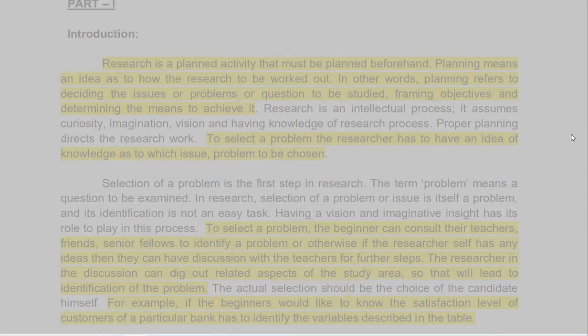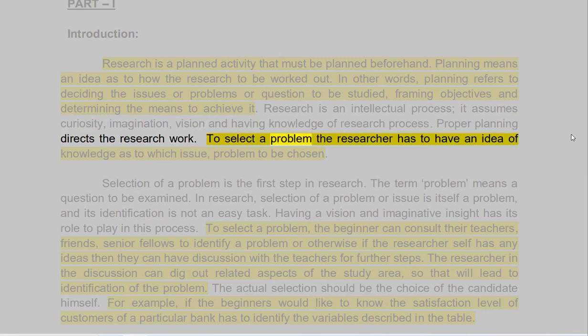Part I. Introduction. Research is a planned activity that must be planned beforehand. Planning means an idea as to how the research is to be worked out. In other words, planning refers to deciding the issues or problems or questions to be studied, framing objectives and determining the means to achieve it. Research is an intellectual process. It assumes curiosity, imagination, vision and having knowledge of the research process. Proper planning directs the research work.